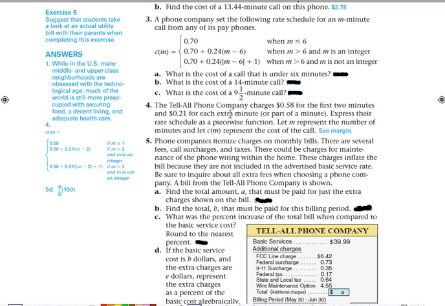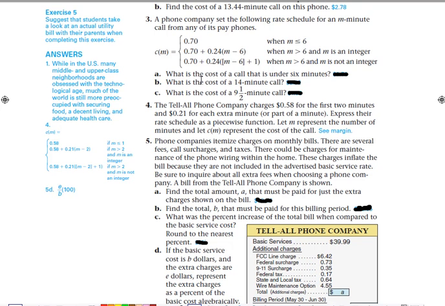All right, problem number 3 says a phone company set the following rate schedule for an M-minute call from any of its payphones. Basically 70 cents for less than or equal to 6 minutes, 70 cents plus 24 cents for each additional minute over 6 minutes, and that's if it's an integer. And here, this is the greatest integer function, and this is if the value is not an integer.